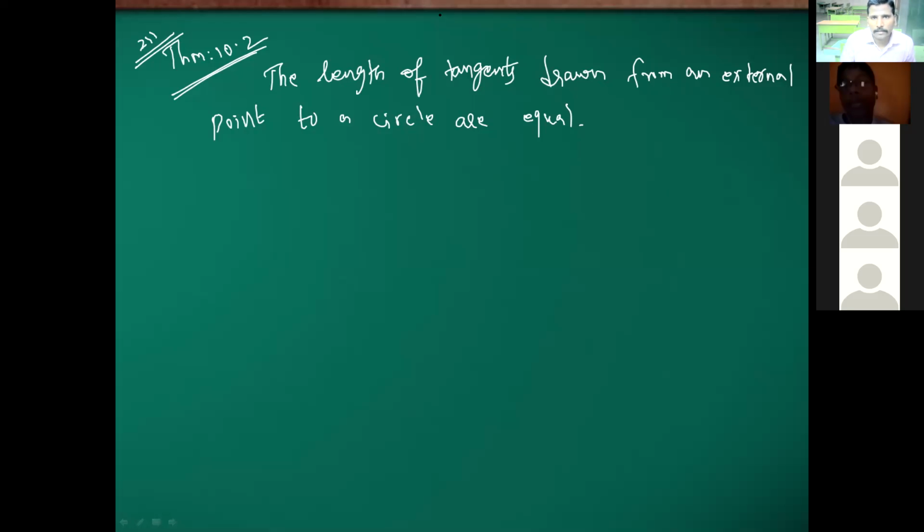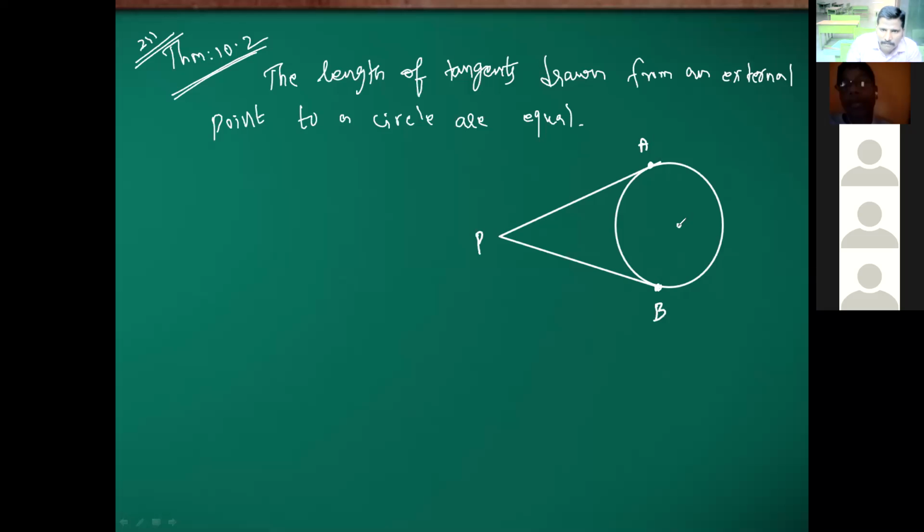So let me take one circle first, like this, and we draw one tangent line for this. Then the external point I'm taking is P, and these two touching points are A and B. Here we have the center point O. From O to A, we know that is a radius. Like that, O to B is also a radius.